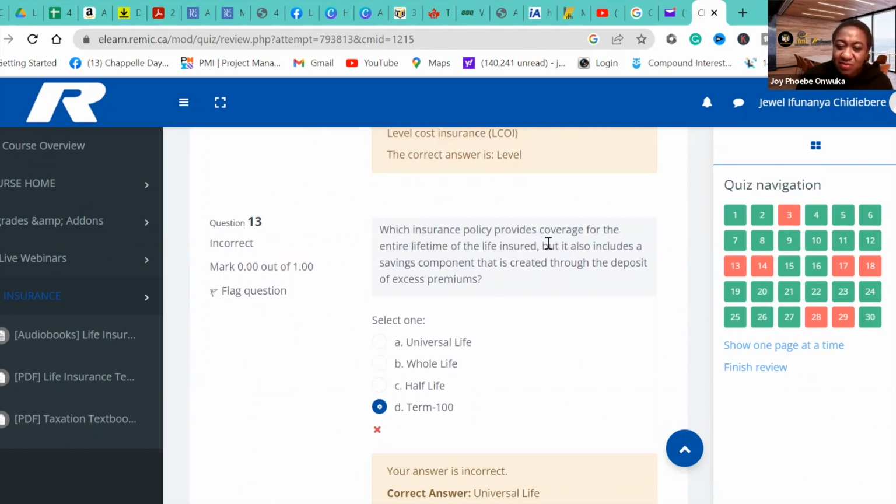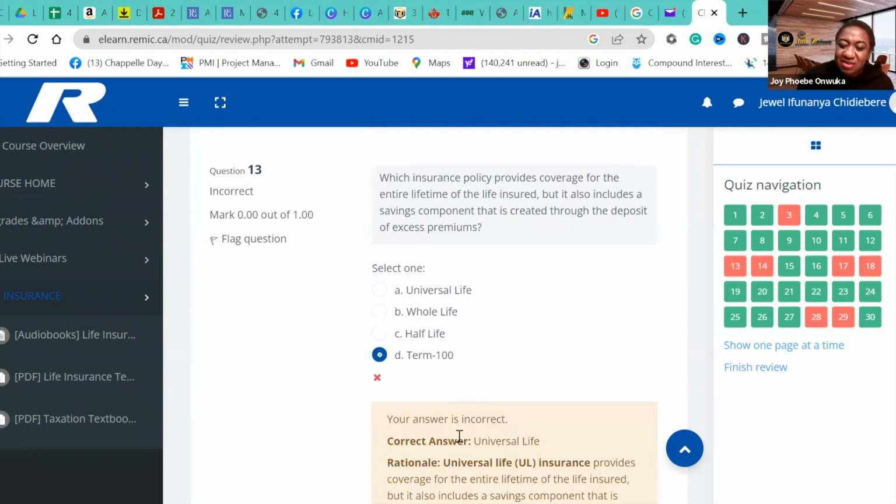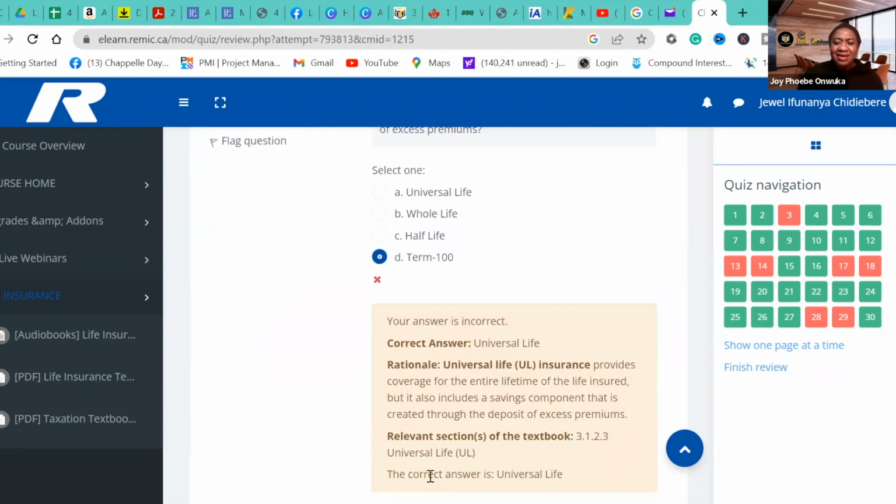Which insurance policy provides coverage for the entire lifetime of the life insured, but it also includes a saving component that is created through deposit of excess premium? They say the answer is universal life. So we have not dealt with universal life yet. Universal life is in chapter 4. Why are you testing it in chapter 3? Anyways, now you know, because in chapter 4, we will be dealing with universal life.